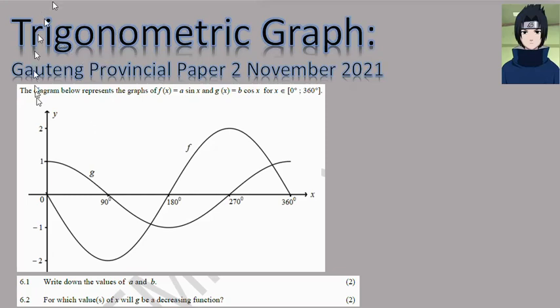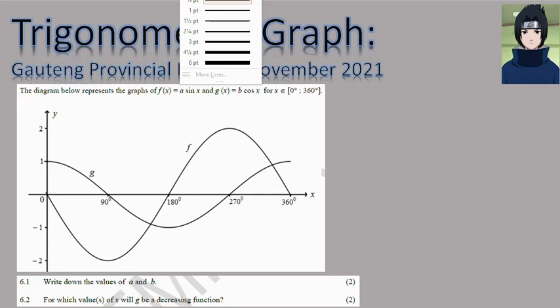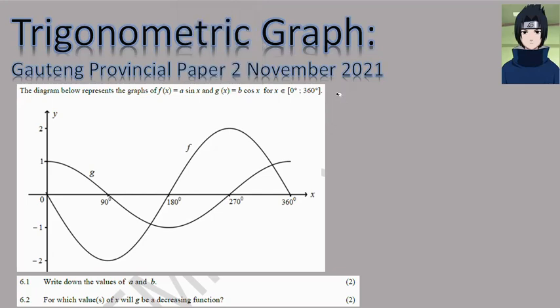It says here, the diagram below represents the graph of f, which is a sine x, and the graph of g, which is b cos x, for this domain. Now I want to highlight some things here. There are some things your mind should just jump to as soon as you see them. So when they're telling you that f of x is equal to a sine x, there is a bulb that's supposed to switch on in your mind.